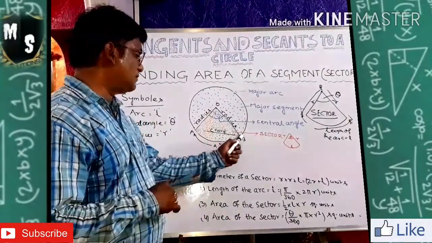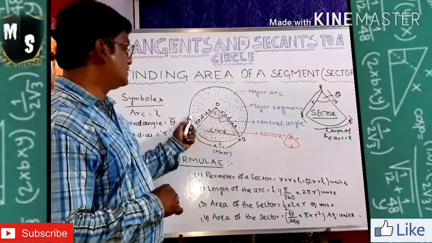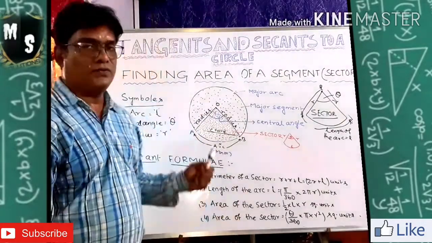The one is called the minor segment, the very small one, and another one is called the major segment. This one is called the major arc and this one is called the minor arc. I hope you understood it.